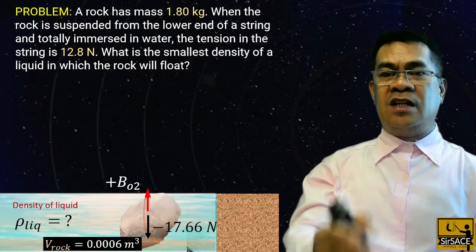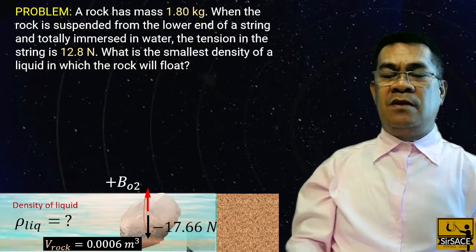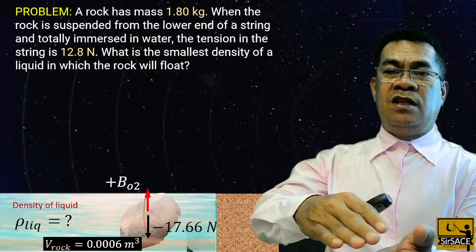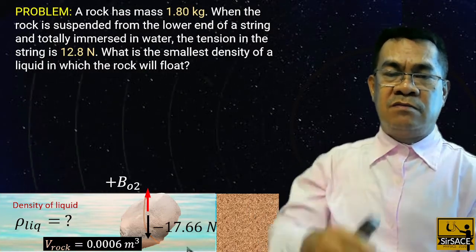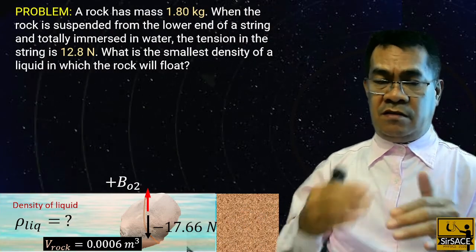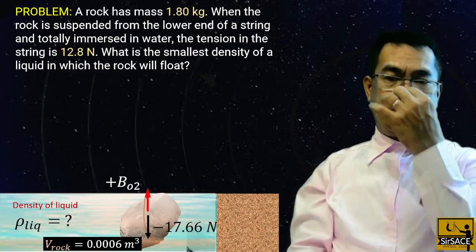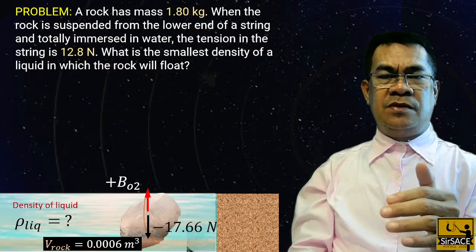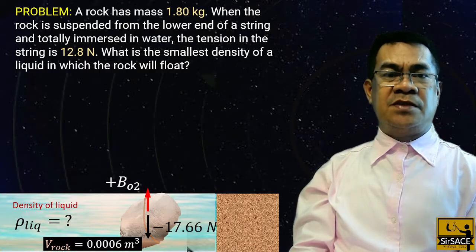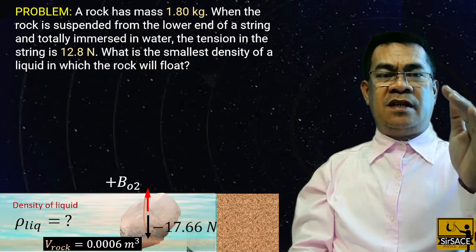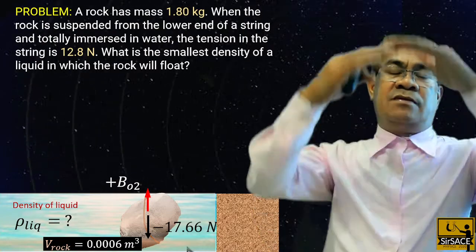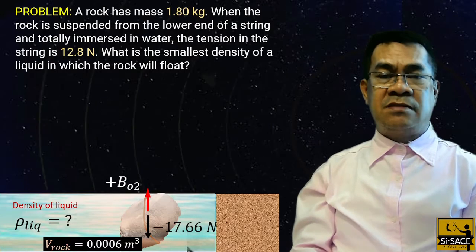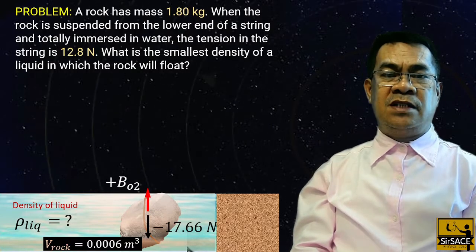Now, we are challenged with this problem. What should be the density of the liquid in order for the rock to float completely in the liquid? So, the smallest density, because if you increase the density beyond the smallest, then it will float partially. But that one is completely submerged. So it should be the minimum density, the smallest density.